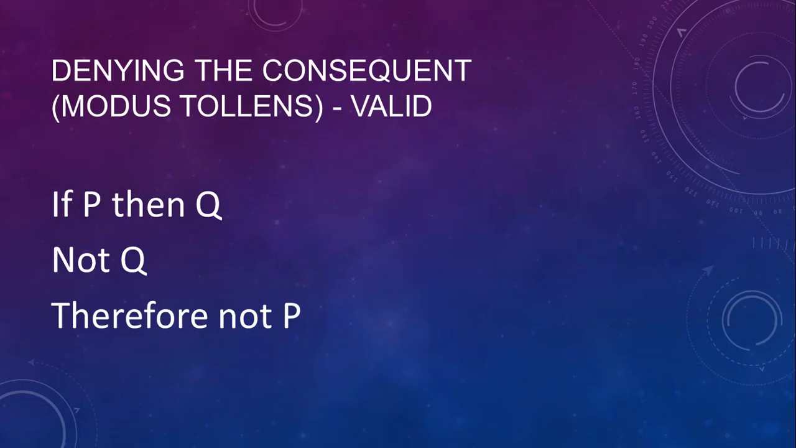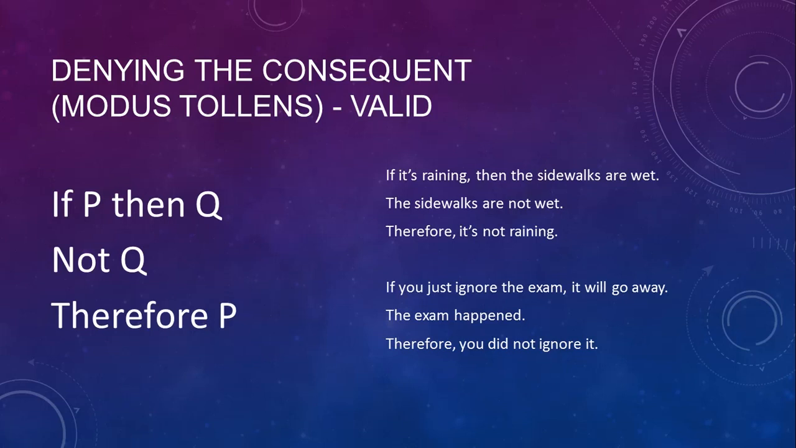Okay? And some examples. If it's raining, then the sidewalks are wet. The sidewalks are not wet, therefore it's not raining. Right? True premises, valid argument. It's a sound argument. Here's a valid but unsound version of this. If you just ignore the exam, it will go away. The exam happened, so it did not go away. Therefore, you did not ignore it. So if ignore exam, then it won't happen. But it happened, so not this. Therefore, not that. Perfectly valid inference, unsound premises.